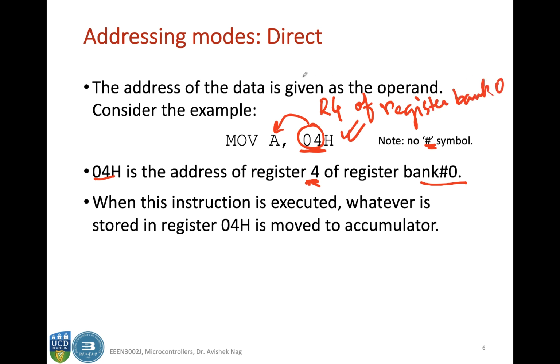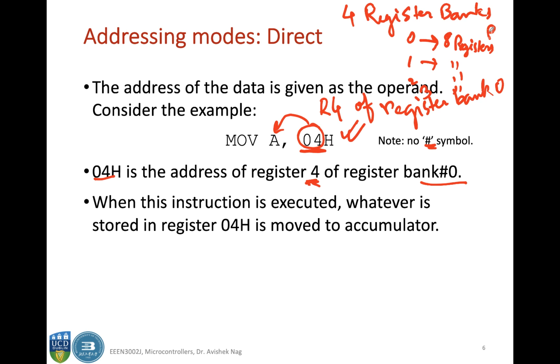bank 0. If you recall, you have 4 register banks in your 8051, 0, 1, 2 and 3, and each of them has 8 registers, from R0 to R7, right? So this one is the R4 of register bank 0. When this instruction is executed, whatever is stored in register 04H is moved to the accumulator.